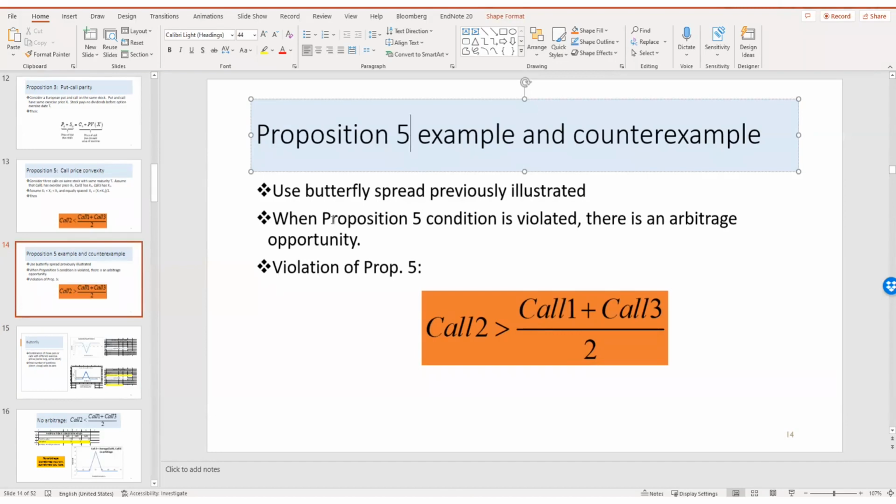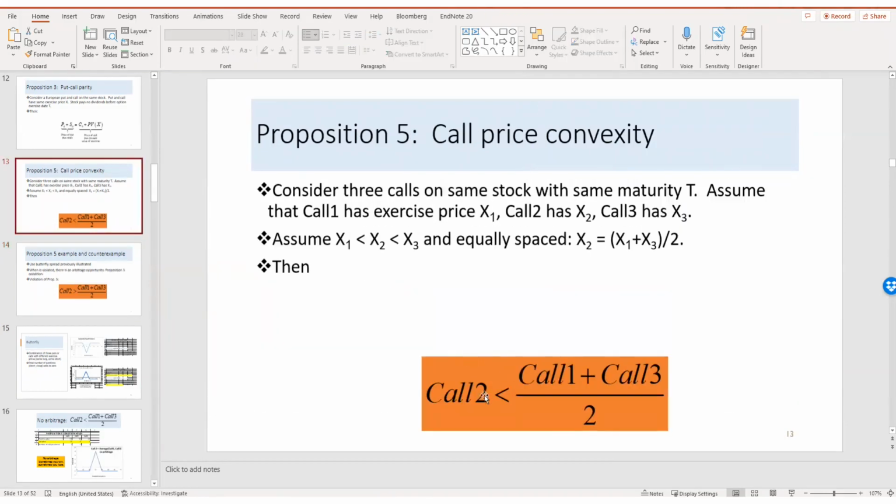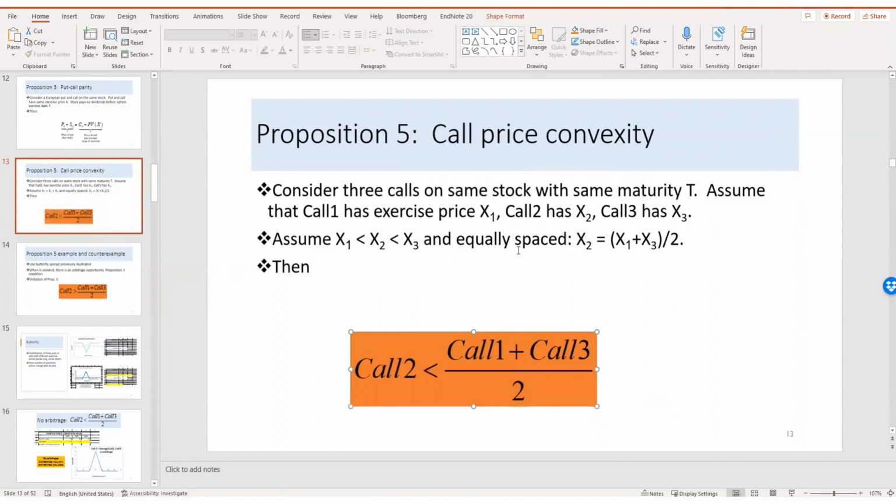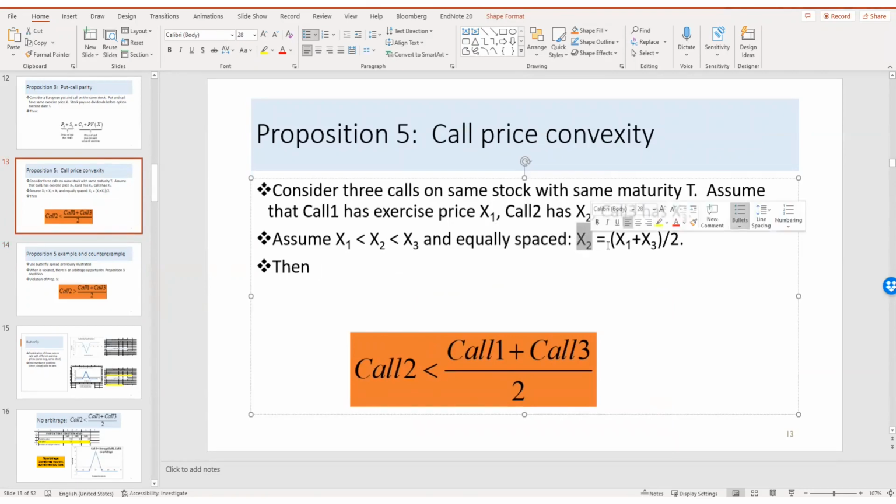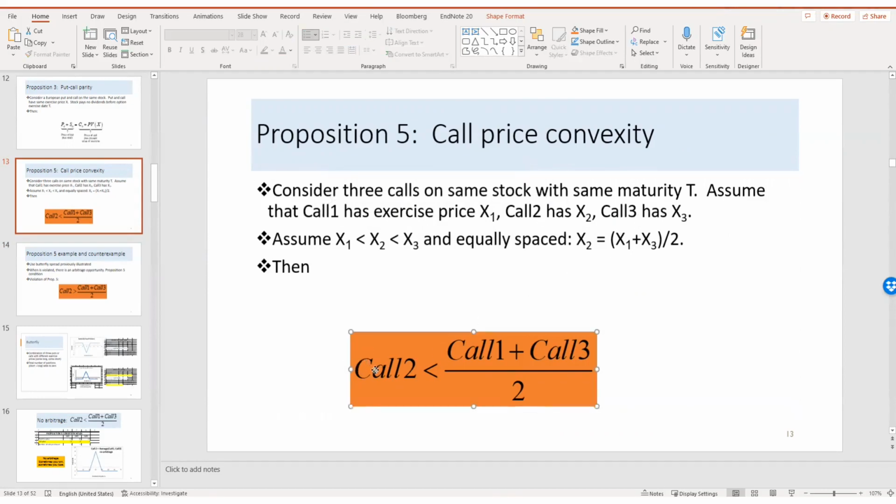So proposition 5 is saying that there will be 3 calls with 3 different exercise prices, and they are equally spaced, meaning that exercise price 2 will be the average of exercise prices 1 and 3. So let's order the 3 different calls such that call 1 has the lowest exercise price and call 3 has the highest exercise price. So the option prices of call 1, 2, and 3 should follow this convexity here.